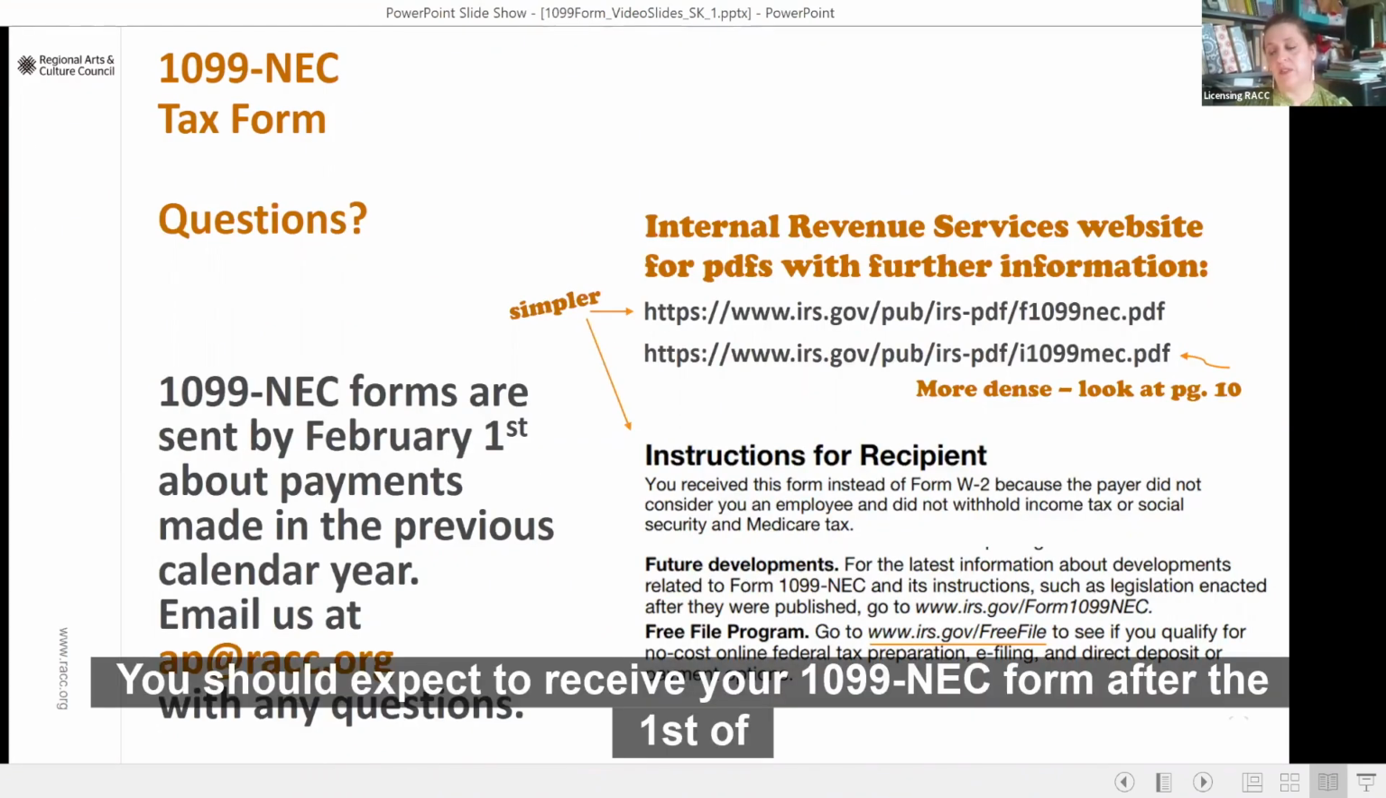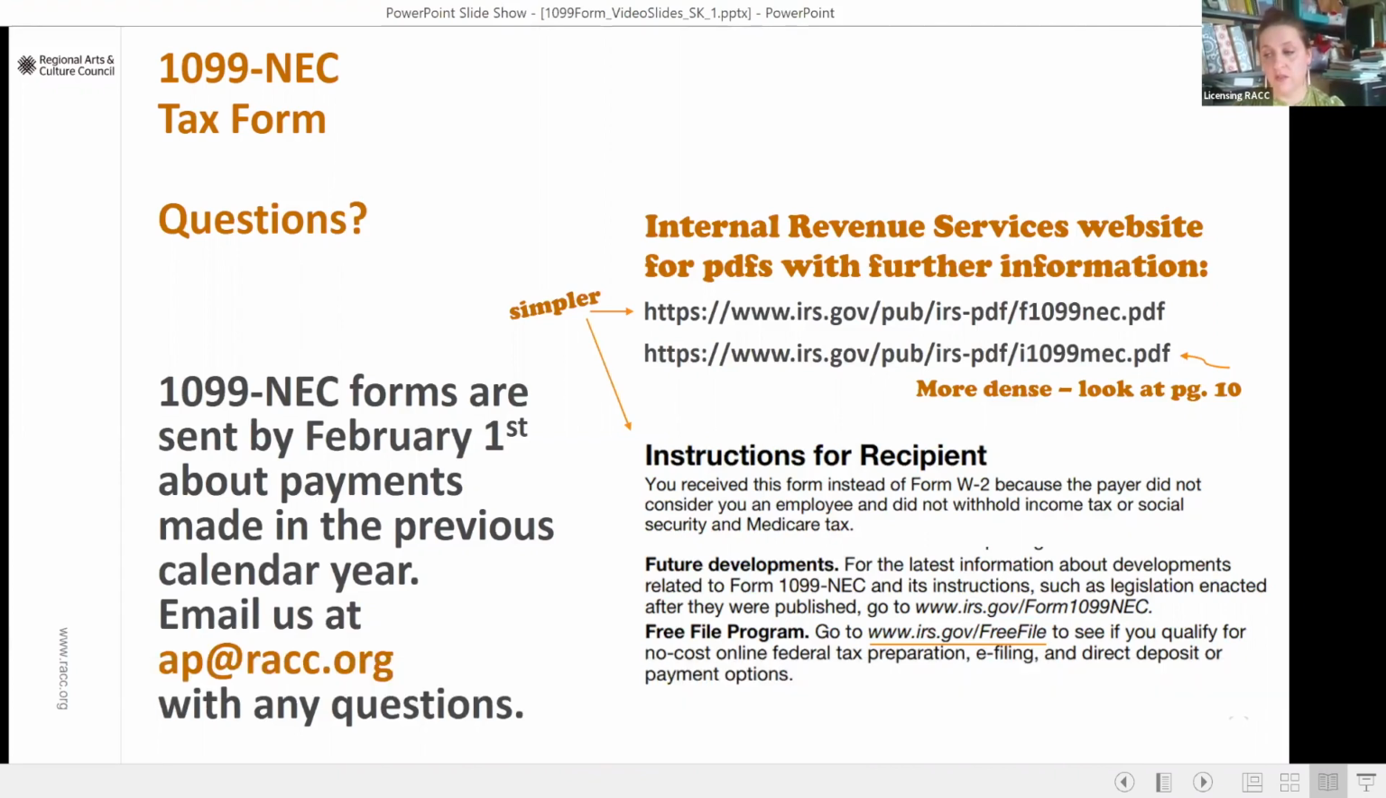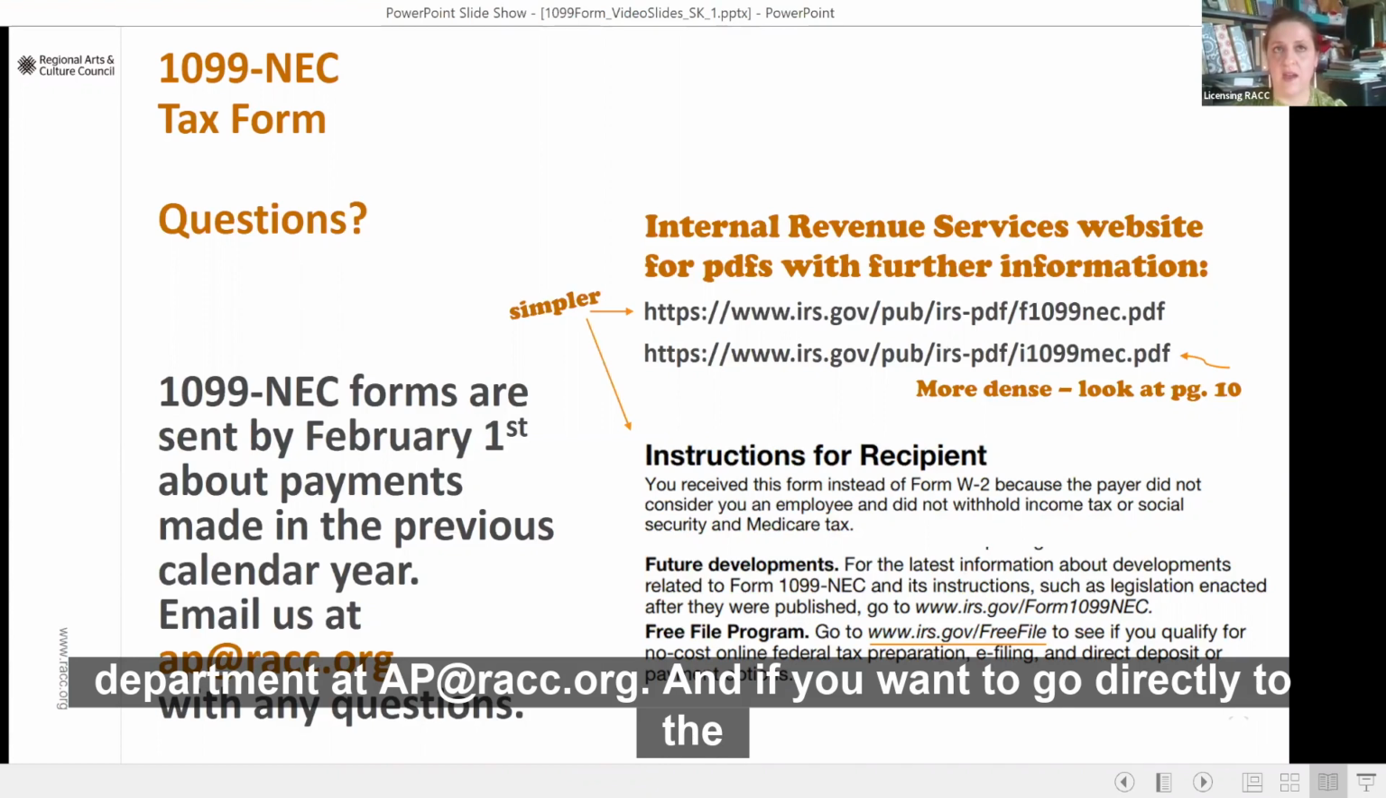You should expect to receive your 1099 NEC form after the 1st of February for income or payments that you received during the previous calendar year. If you have any questions, please email our accounts payable department at ap@racc.org.